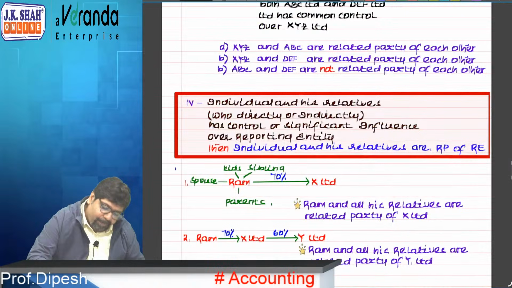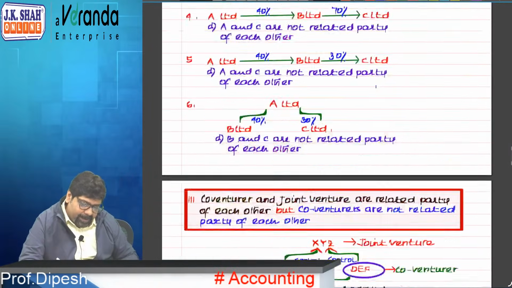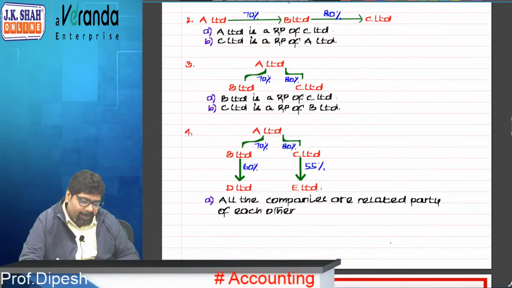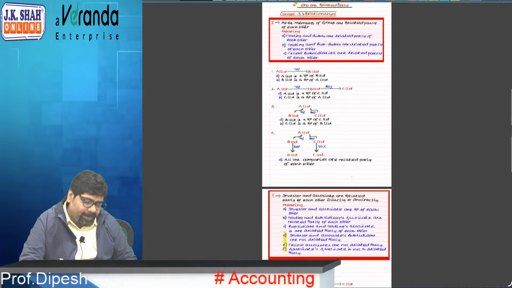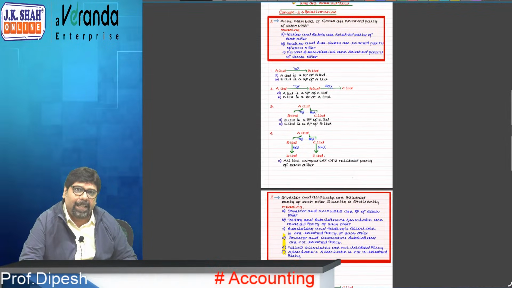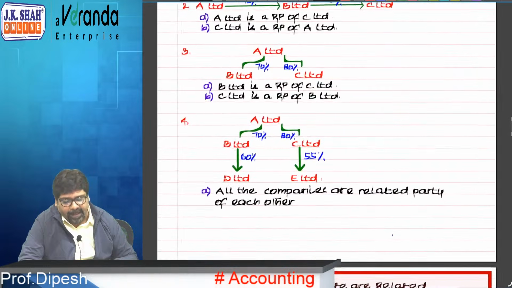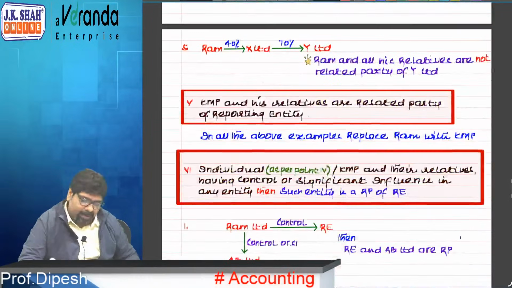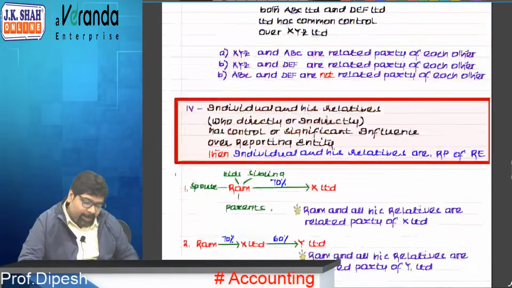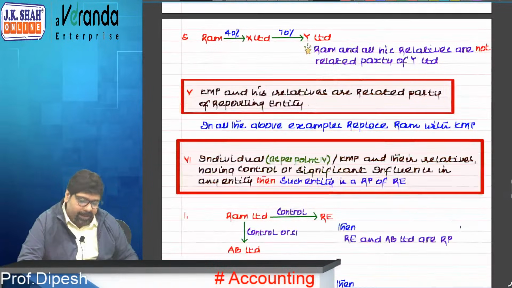So if you look at 4 and if you look at 1 and 2 over here, instead of company over here it has become individual and is reported. Okay. Now over here it was individual, over here it has become KMP, and his relatives are related party of the reporting entity.